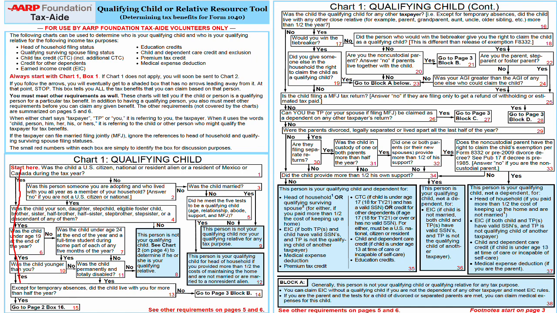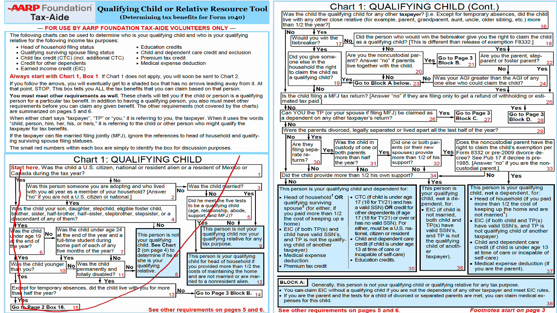It says go to page 2, box 16. So we go up here. Was the child a qualifying child for any other taxpayer? That says, except for temporary absences, did the child live with any other close relative more than half the year? The answer is no. Her dad was not there starting in February. Is the child filing a married filing joint tax return? The answer is no. Can you, the taxpayer, or your spouse, if married filing jointly, be claimed as a dependent on any other taxpayer's return?